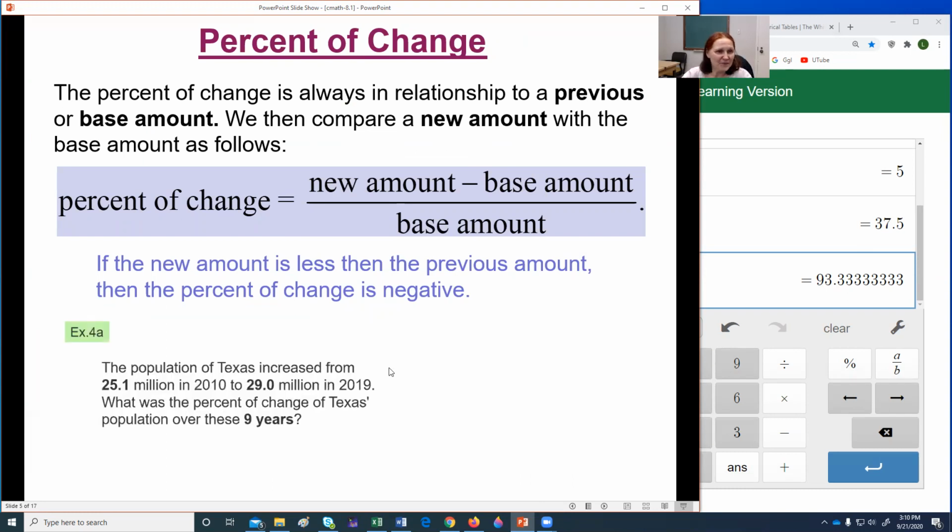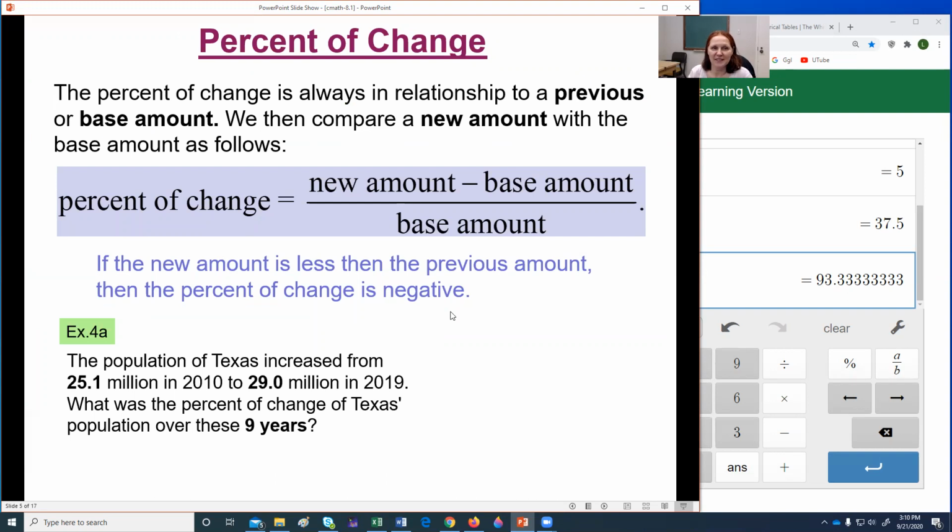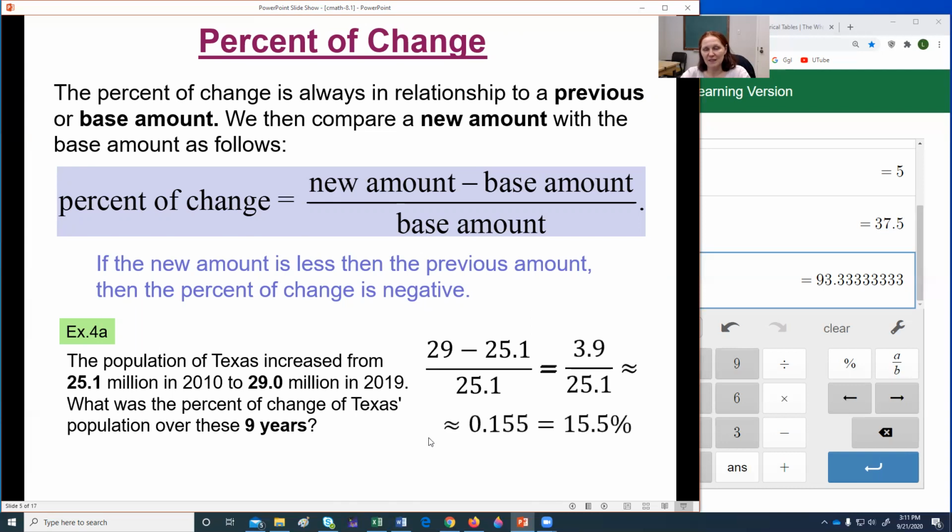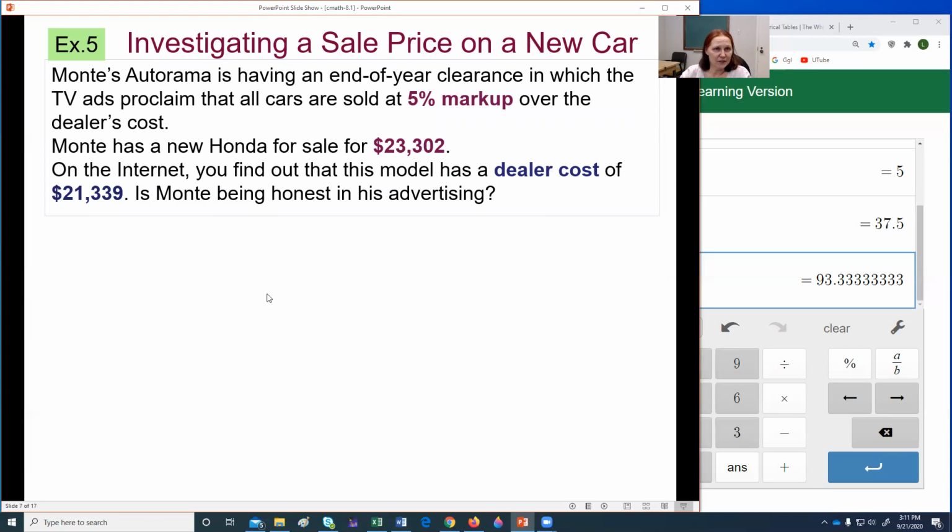So for example, population of Texas increased from 25.1 million in 2010 to 29 million in 2019. What was the percent of change? So change divided by the base amount. 29 minus 25.1 divided by 25.1 is approximately 0.155. And we want to give the answer in percent, so we move decimal point two places to the right, 15.5%.